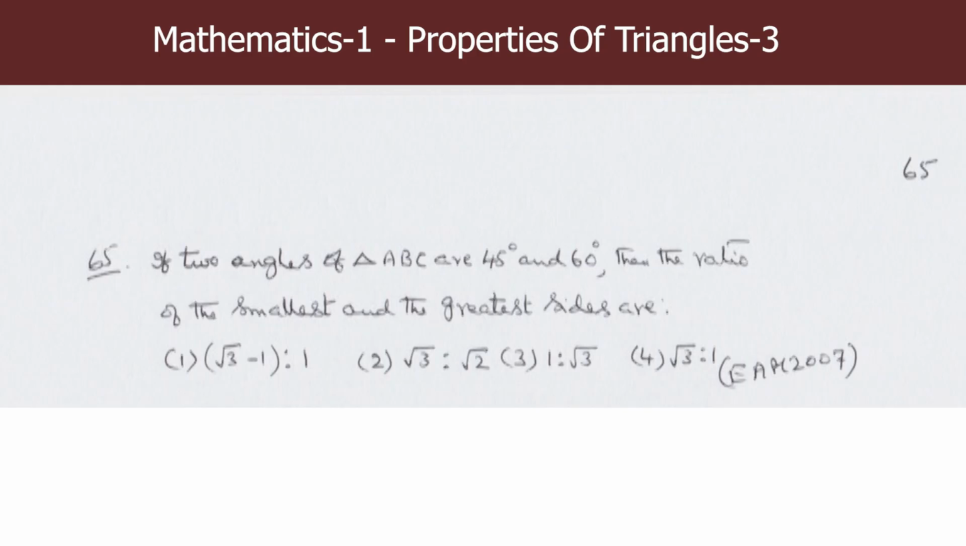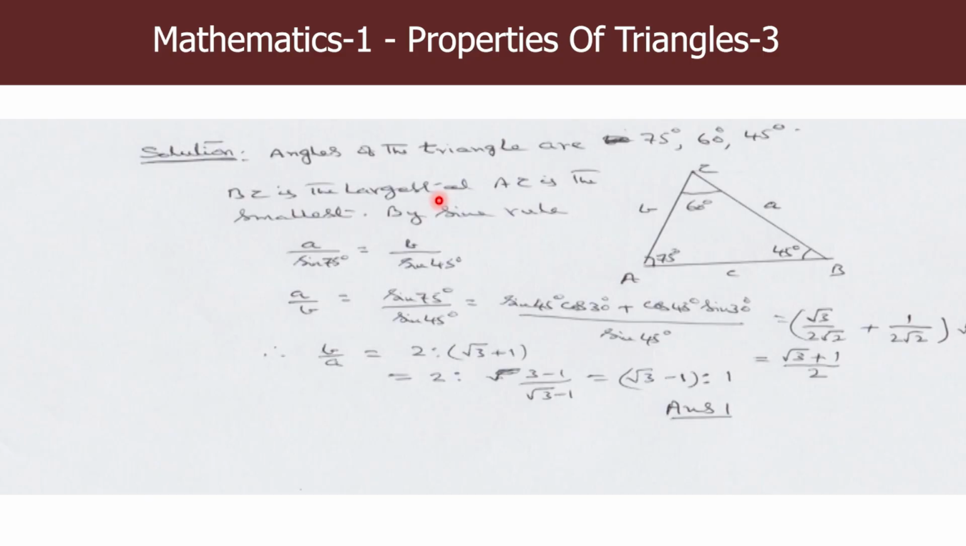65. If two angles of a triangle ABC are 45 and 60 degrees, then the ratio of the smallest and the greatest sides are: √2 minus 1 is to 1, √3 is to 2, 1 is to √3, and √3 minus 1. Answer 2007. Angles of the triangle are 75, 60 and 45. If you know two angles, then you know the third angle. 45, 60, so the third angle is 75.